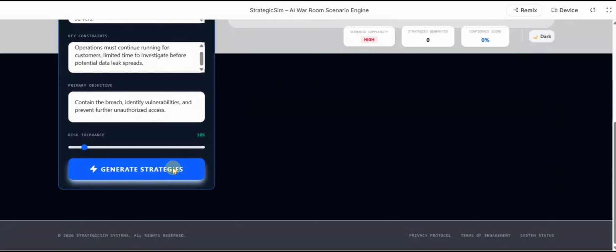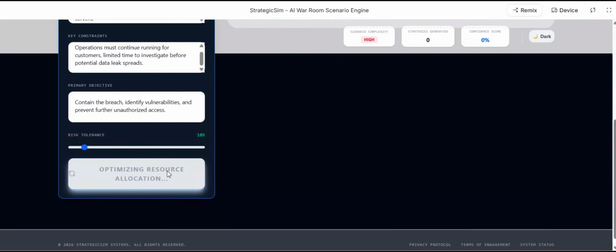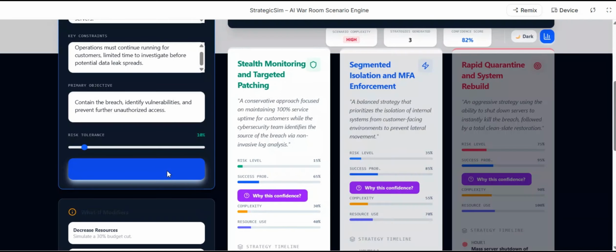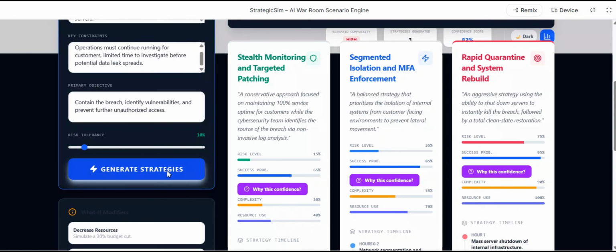Now let's just scroll down and generate the strategy. One of the strongest aspects of strategic sim is that it's iterative. As new information becomes available, for example, if further intrusion is detected, users can update the scenario and regenerate strategies. This reflects real world crisis management where decisions evolve as intelligence improves.